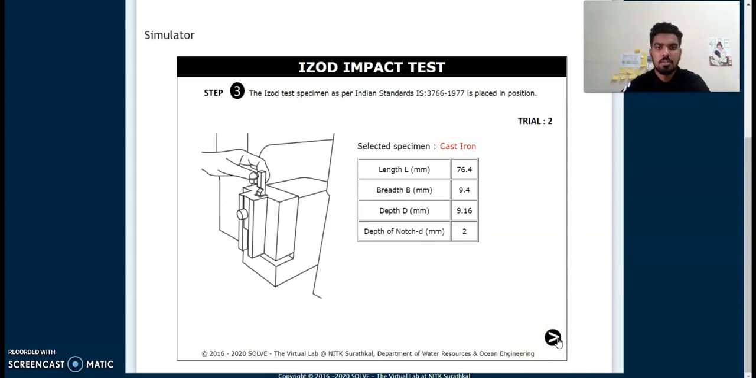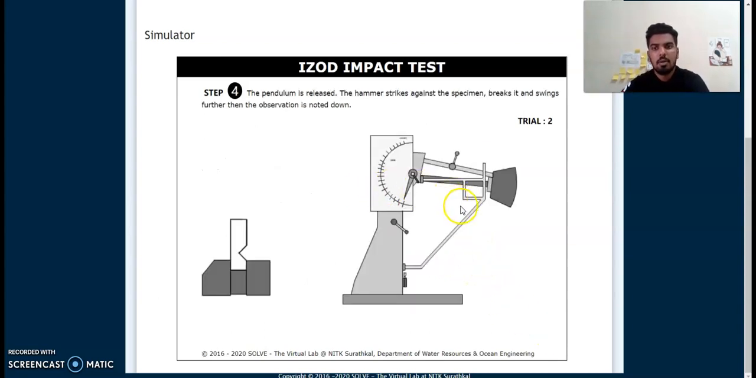Step 3. The Izod test specimen as per Indian standard IS 3766:1977 is placed in position. Selected specimen is a cast iron, length 76.4, breadth 9.4 millimeter, depth 9.16 millimeter, depth of notch 2 millimeter. Step 4. The pendulum is released. The hammer strikes the specimen, breaks it and swings further, and the observation is noted down.